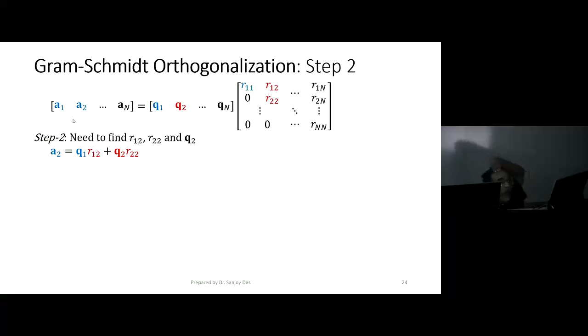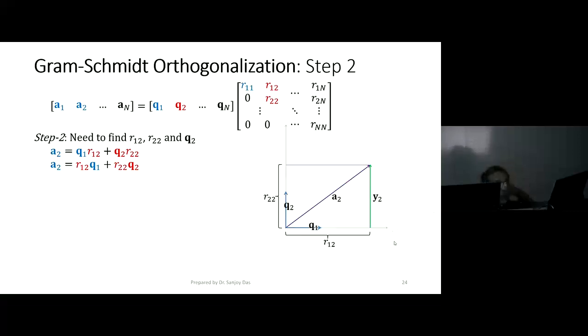We have A2 equals Q1 times R12 plus Q2 times R22. I just rearranged this. A2 is a linear combination of Q1 and Q2. Q1 is already known, and it's a unit vector. Another fact is that Q2 is a unit vector, and the two are mutually orthogonal.